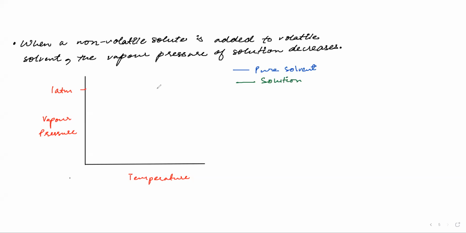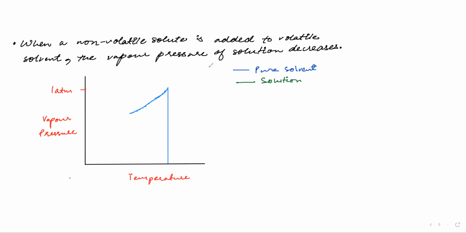Now just arbitrarily, I'm saying that at some temperature the vapor pressure is here, and for pure solvent, slowly it starts to move a bit up. It will reach 1 atm slowly, like this. This is for pure solvent. At this particular temperature, this is the boiling point of pure solvent.